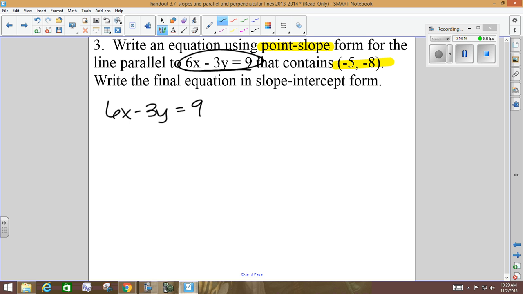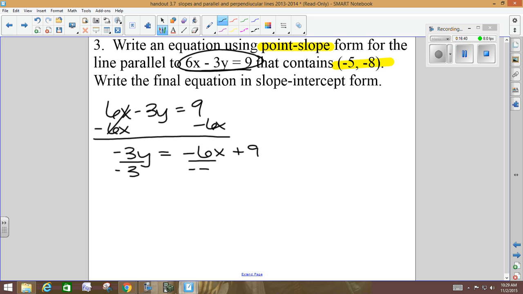But if we can rewrite it so that it's in slope-intercept form, I'm going to get my slope. That means I solve it for y, so I have to bring my x over. How do I bring my x's over? Subtract them. Careful here. Common mistake that I saw. This is -3y. You have to bring that negative down with you. You can't just call it 3y. Minus 6x plus 9. Then what do I have to divide by? -3.